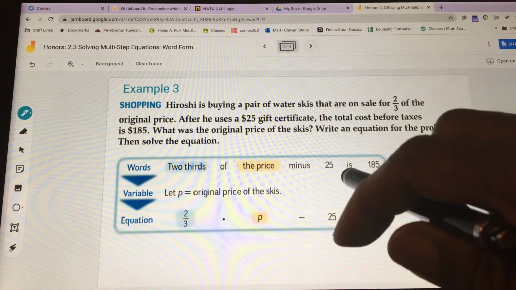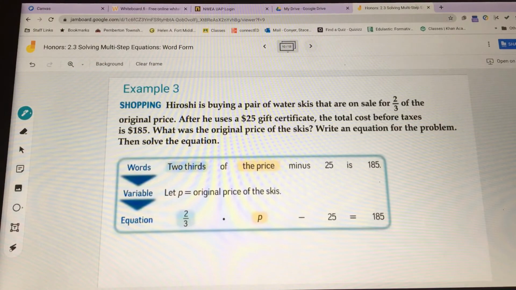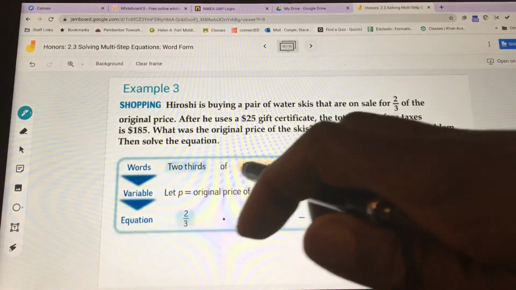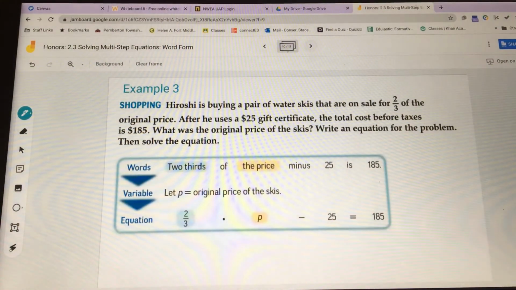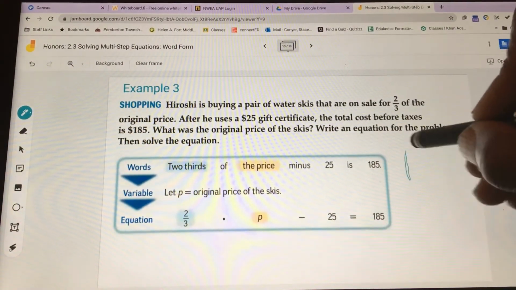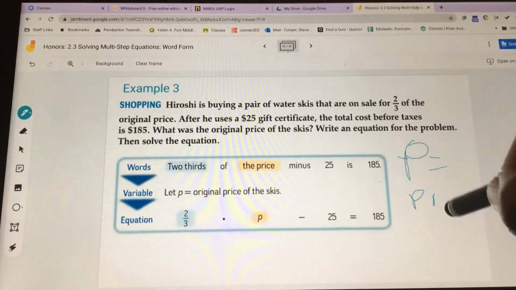Hiroshi is buying a pair of water skis that are on sale for 2/3 of the original price. After he uses a $25 gift certificate, the total cost before taxes is $185. What was the original price? So you should always assign a variable. So we're going to do P equals price.